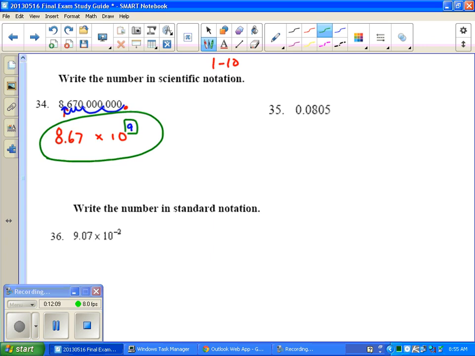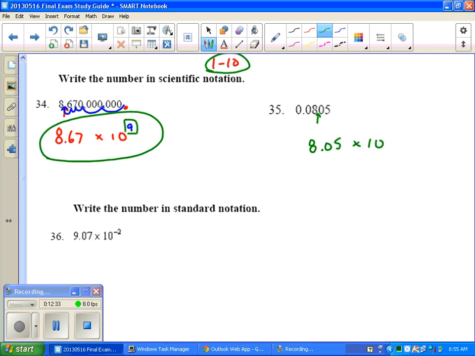Same thing holds true with number 35. The number has to be between 1 and 10. So the only place we can put this decimal is between this 8 and this 0. If we put it after the 0, it'll say 80. That's way bigger than 1 and 10. If we put it after the 5, it'll say 805. If we put it before the 8, it'll say 0.8, which is less than 1. It's got to be between 1 and 10. So we need the number 8.05 times 10.